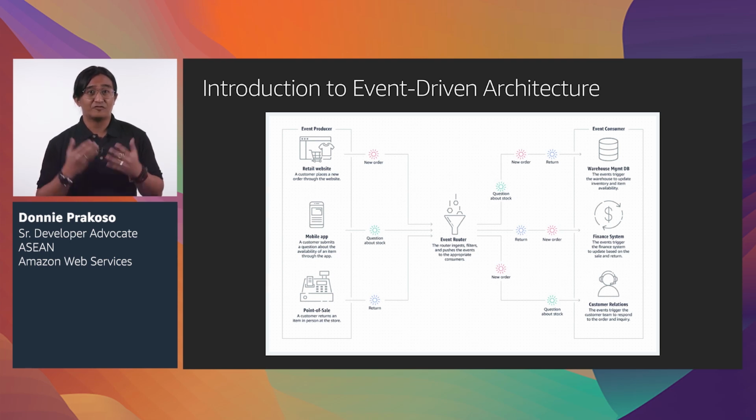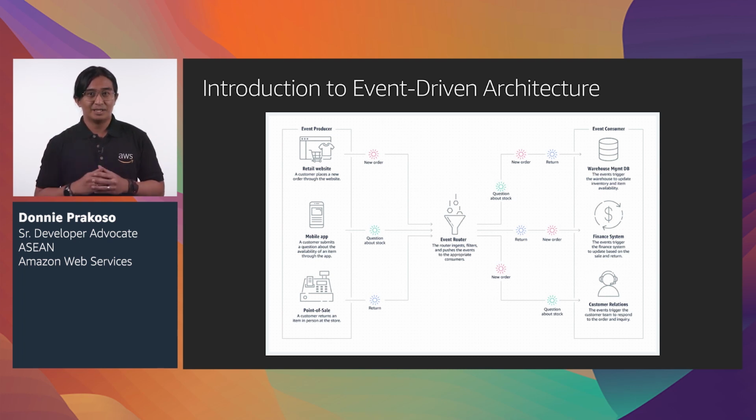Event-driven architectures have three key components: event producers, event routers, and event consumers. A producer publishes an event to the router, which filters and pushes the events to the consumers. Producers and consumer services are decoupled, which allows them to be scaled, updated, and deployed independently.